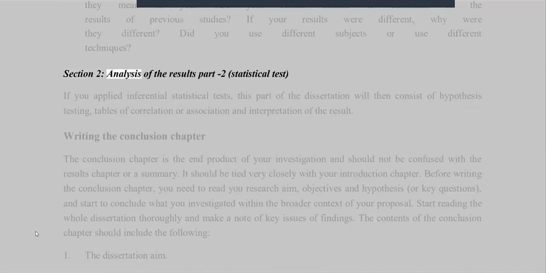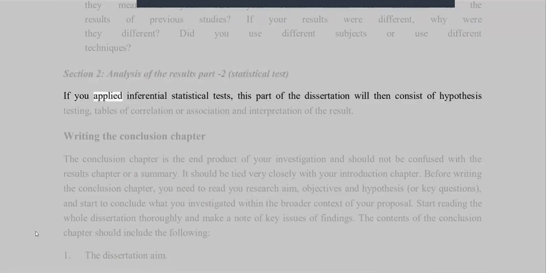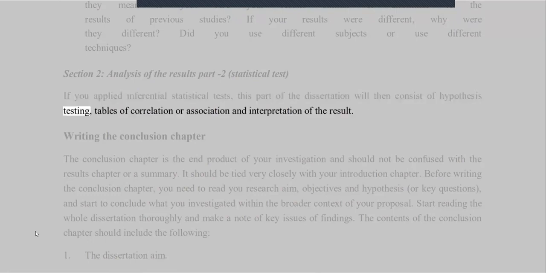Section 2, Analysis of the Results, Part 2, Statistical Test. If you applied inferential statistical tests, this part of the dissertation will then consist of hypothesis testing, tables of correlation or association, and interpretation of the result.